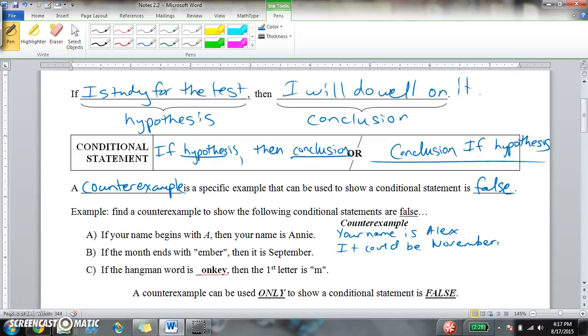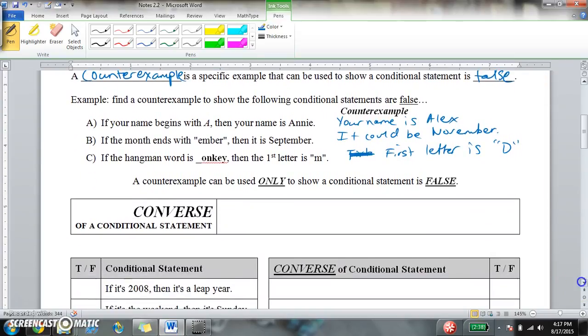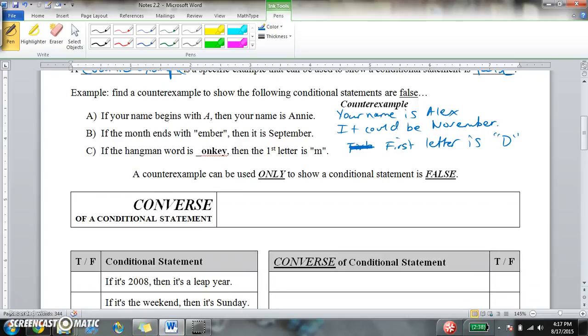Letter C, if the hangman word is blank, O-N-K-E-Y, then the first letter has to be M. That's false. The first letter could be D. You could be trying to spell the word donkey. So a counterexample can only be used to show that a conditional statement is false. There's no such thing as one statement that can show a conditional statement is true, but a counterexample definitely shows that it is false.